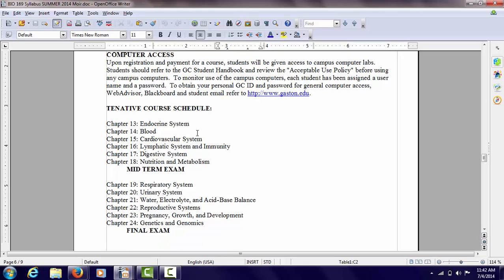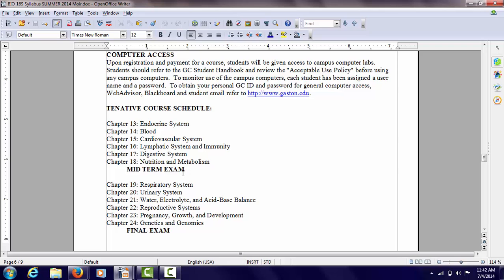Alright, here's our course schedule for the 5 weeks that we will be together. And remember, you have a test on every single individual chapter. We'll start with the endocrine system, then go on to blood, the cardiovascular system, lymphatic system and immunity, digestive, and then finally nutrition and metabolism. Chapter 17, digestive, is one of the longer chapters, but chapter 18 is one of the shorter chapters that we cover. After all those, we'll have our midterm exam.